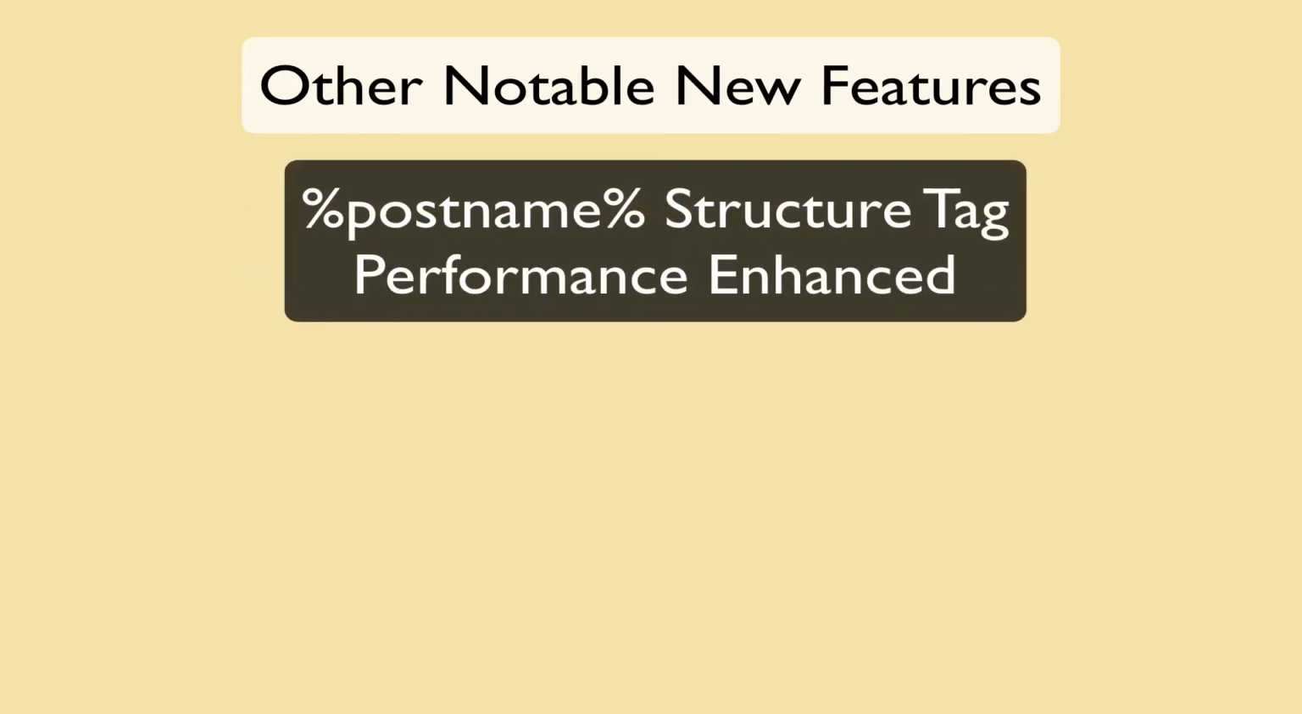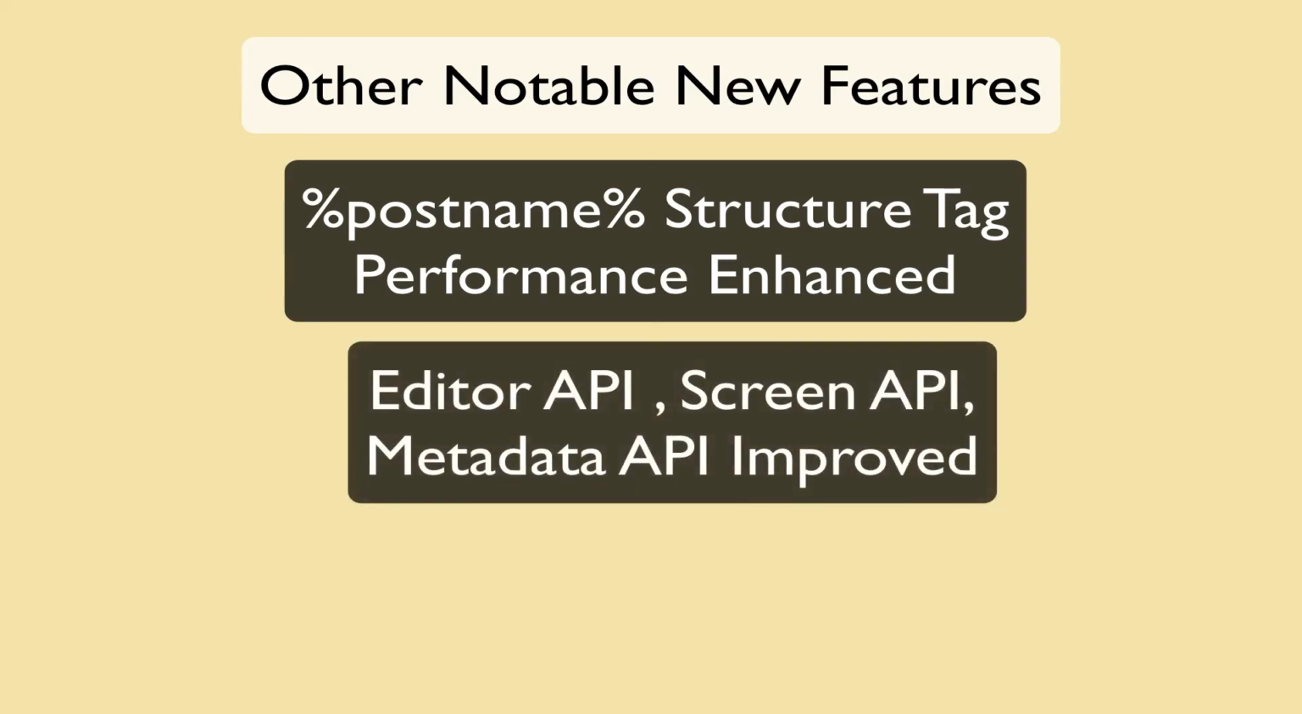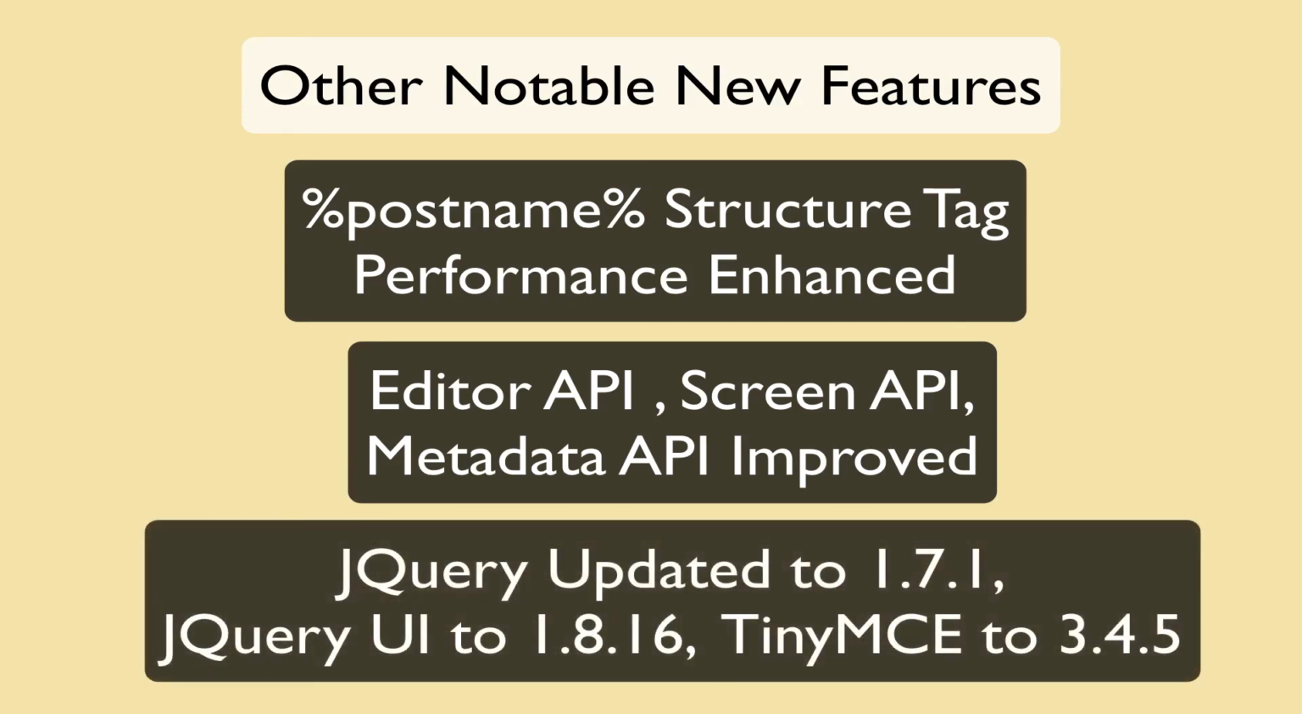There have also been many back-end improvements made. If you were previously using the structure tag postname, it meant that you were suffering from a pretty big performance hit. WordPress has sorted this out, and now the postname tag is much more efficient. Many of the APIs have been improved, including the Editor API, the Screen API, and the Metadata API. External libraries have been updated to more recent versions: jQuery, jQuery UI, and TinyMCE.